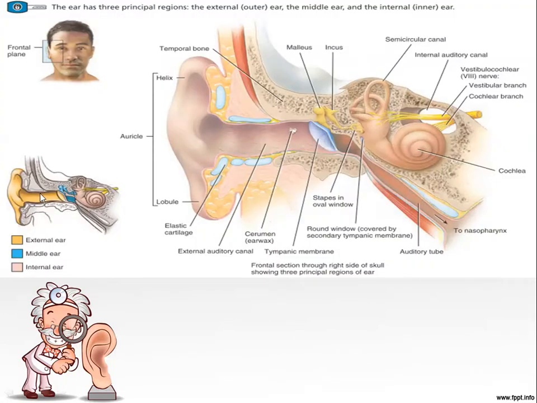These are the external ear, which contains the auricle or the pinna. These are the external auditory canal and this is the tympanic membrane or the eardrum. Now next one is the middle ear. This is the middle ear. It contains the malleus, incus and the stapes. Next one is the internal ear. This internal ear consists of the semicircular canal, cochlea and the vestibule.